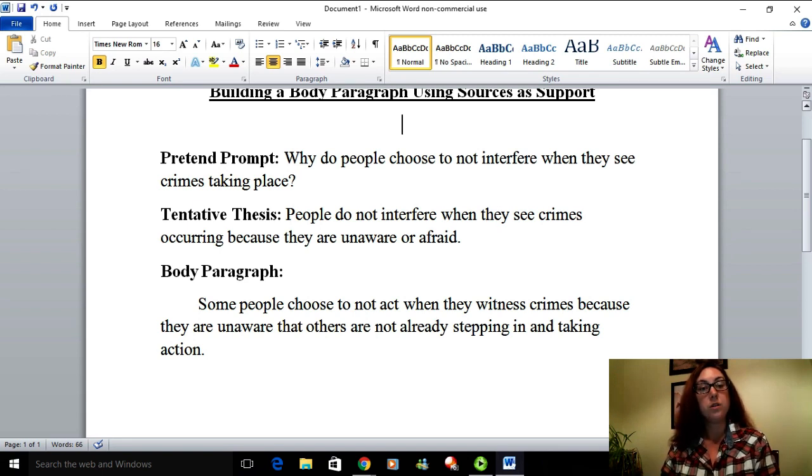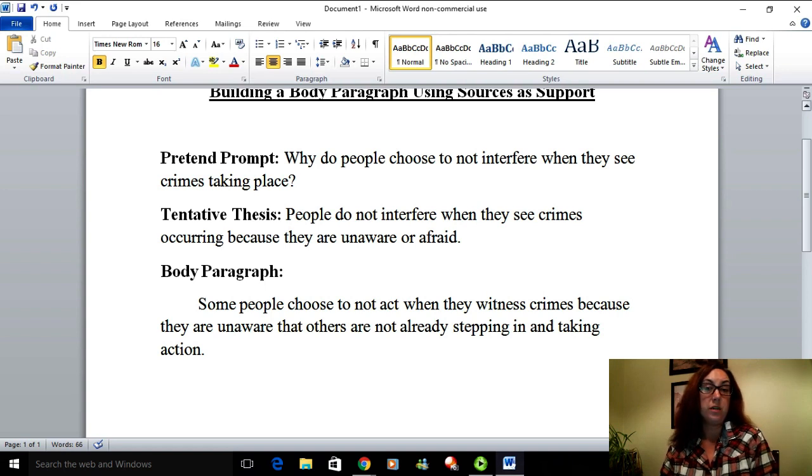So in order to get to building a paragraph, first it's helpful just to know what my thesis statement is. So the thesis statement, and again, this is just my pretend tentative thesis that I'm working with, says people do not interfere when they see crimes occurring because they are unaware or afraid. That means that every body paragraph that I have after that must connect back to that specific thesis.